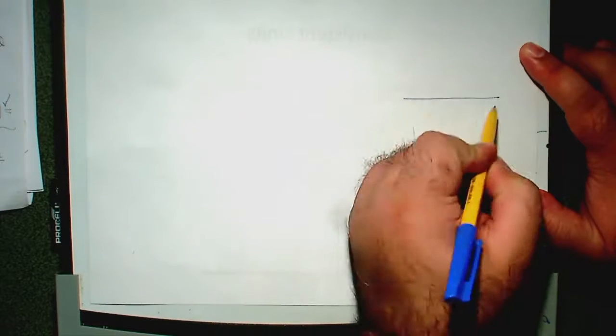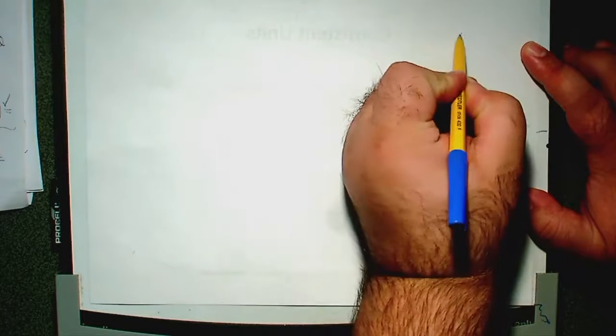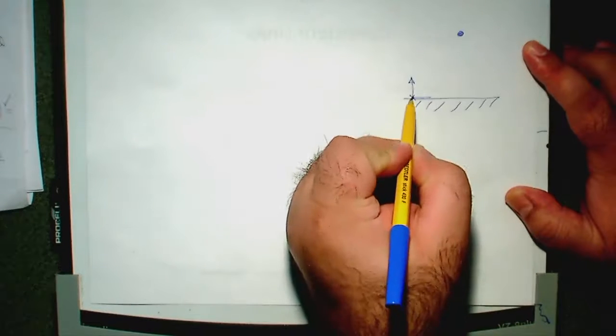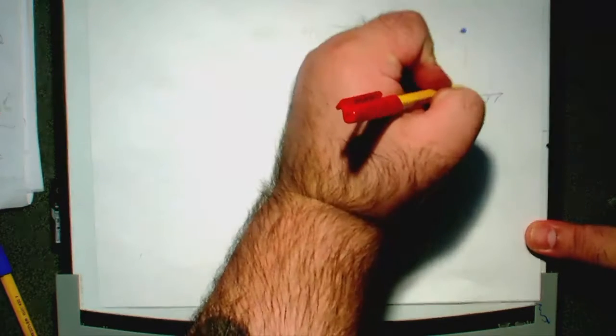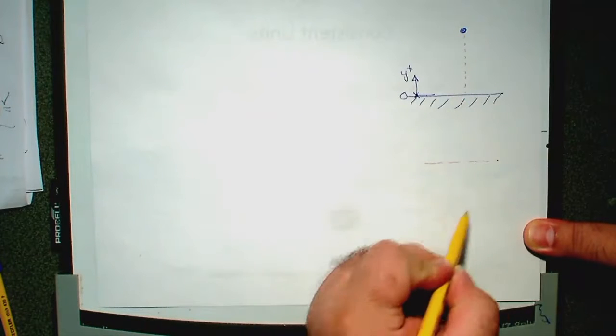I simplify my object to a point. This is the origin of the coordinate system I put on the Earth's surface. This is the sign convention for vertical. Can I use the rectilinear motion equations? My motion is a straight line, rectilinear. Rectilinear can be vertical, horizontal, or at an angle. As long as the path of motion is straight, with zero curvature, you can apply the rectilinear motion equations.